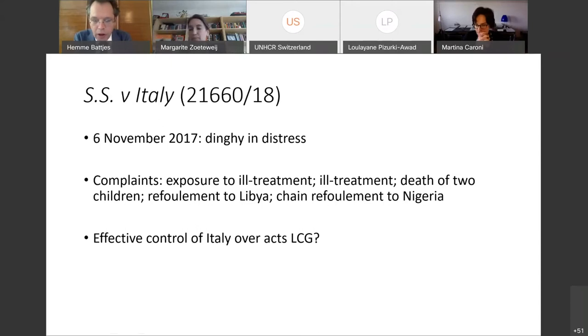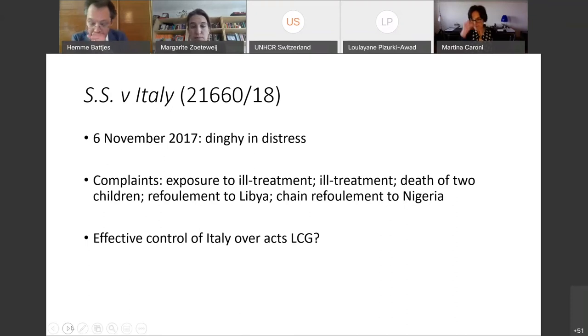They were involved also in this case through this maritime rescue coordination center. Besides that, an Italian helicopter was close by the scene the whole of the time. And the question therefore comes up whether indeed Italy can be held responsible for the acts of Libyan coast guards in this case. Or otherwise, did they have sufficient control over the acts of the coast guards?